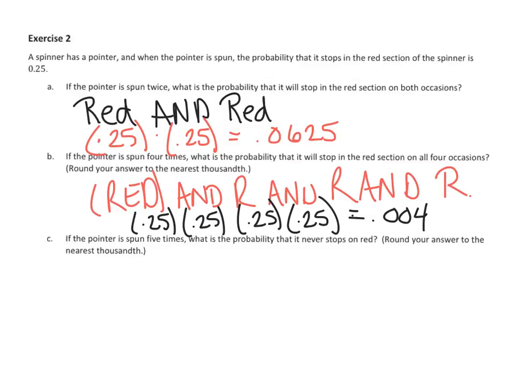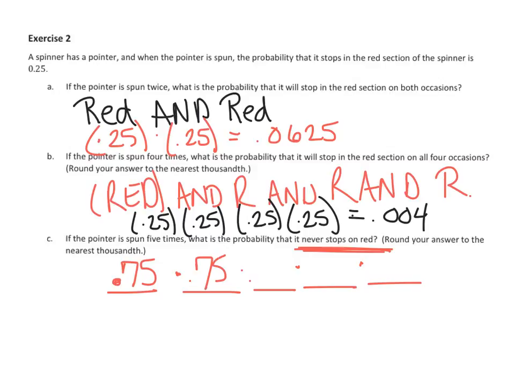If the spinner is spun 5 times, what is the probability that it never stops on red? So on my first spin, I don't want red. What's the probability that happens? Well, if it happens 0.25, then it doesn't happen 0.75. Remember, our probability is out of 1. So that's my first spin and the second spin, so times, and the third spin, and the fourth spin, and the fifth spin. So 0.75 five times, for a total of 0.237. Okay, so our first big rule says if the 2 events are independent, we can just take their probabilities and multiply.